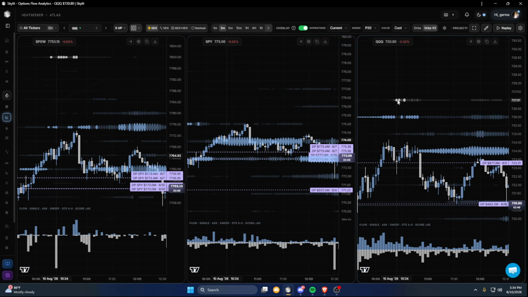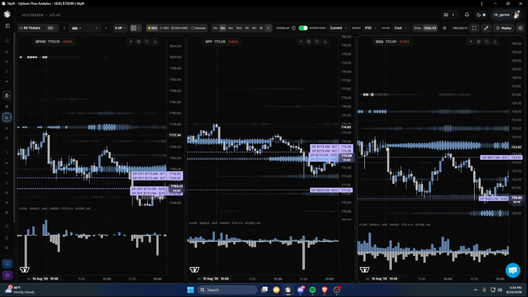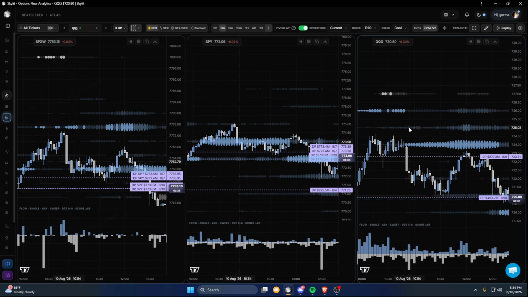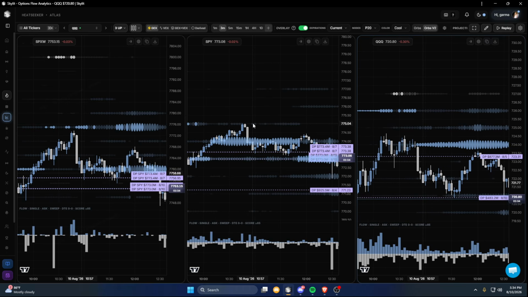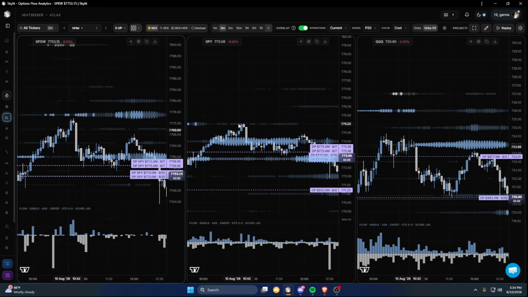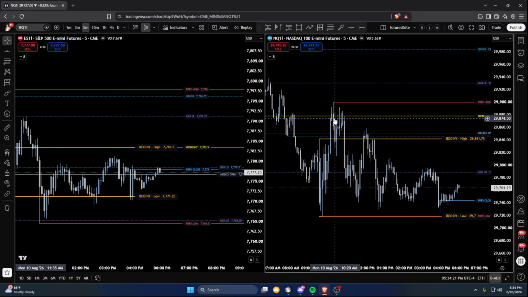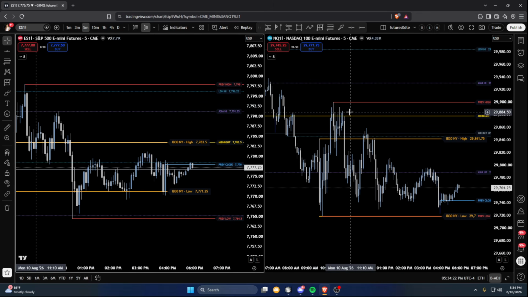QQQ, same thing we see too. 727 King Node rolls down, and then King Node also rolls down to 724. So we had 3 King Nodes rolling down, basically showing us that we're looking pretty bearish. So once I saw this, my entry was off of my technical analysis with the ES level at the London high, and then correlating this over to NQ.